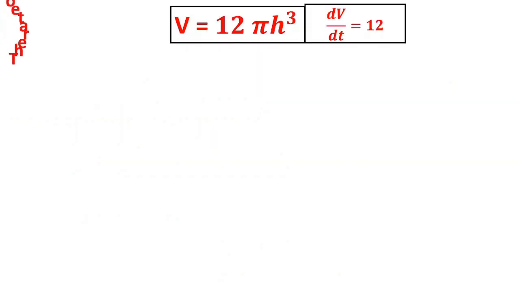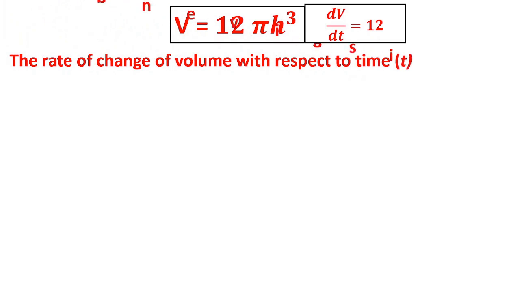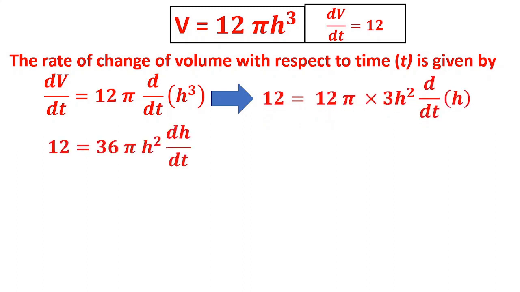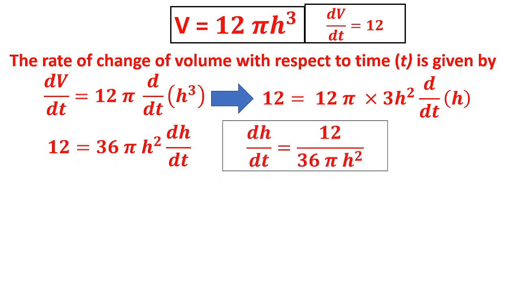Now I will differentiate it with respect to t. The rate of change of volume is 12 pi into dh by dt of h cube, which is nothing but 3h square into dh by dt. Cross cancel it, and it will be 36 pi h square into dh by dt. Now what is dh by dt? It is 12 upon 36 pi h square. Now I got a formula for the rate of change of height.